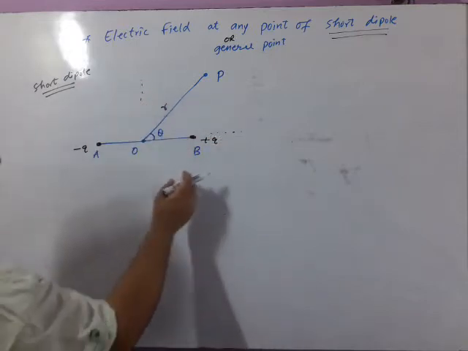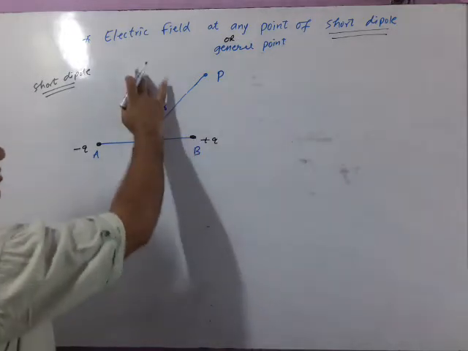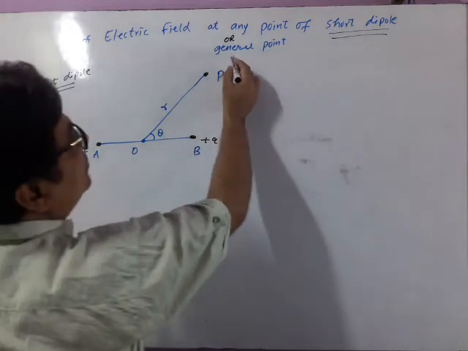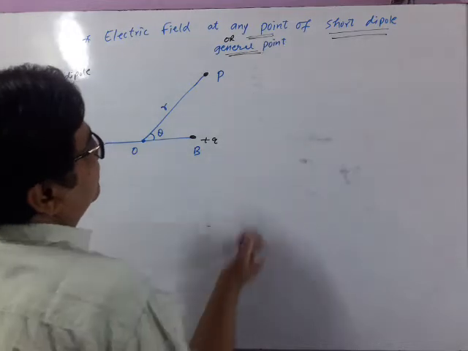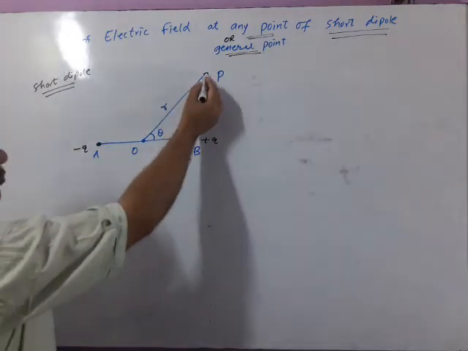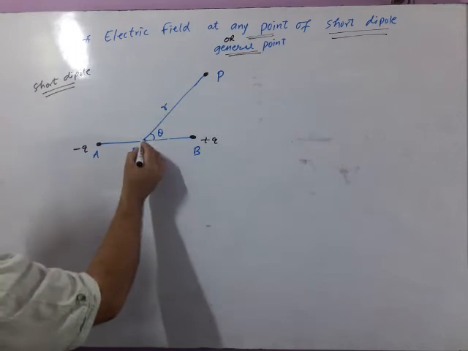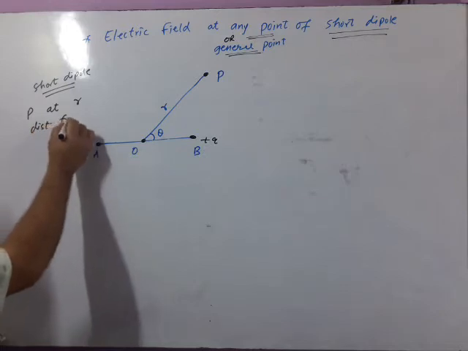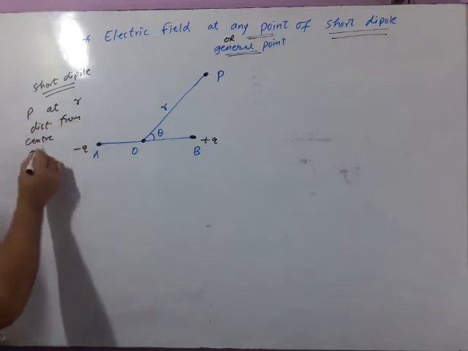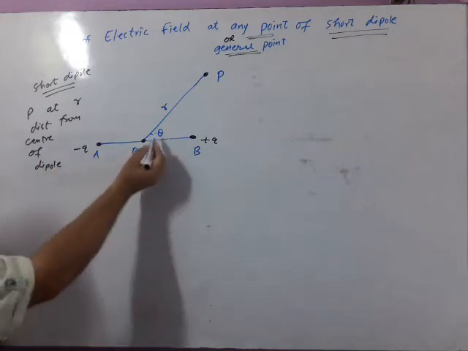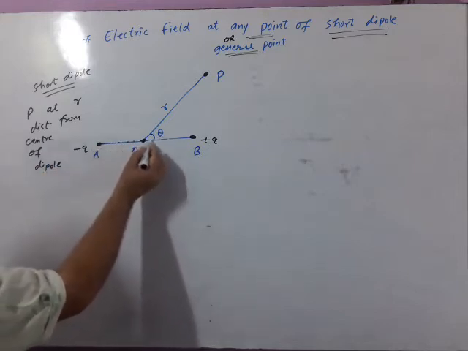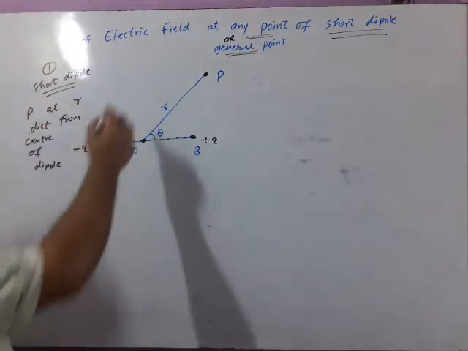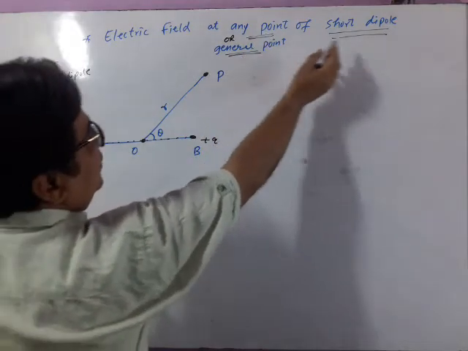Now we are not finding the electric field either on the axial line or on the equatorial line. Somewhere in between there is a point, that is called a general point or any point. This general point is at a distance r from the center of the dipole and making an angle theta with the axis of the dipole. Now breathe in. This is step number 1. What is the topic? We are finding the electric field at any point or general point of a short dipole.